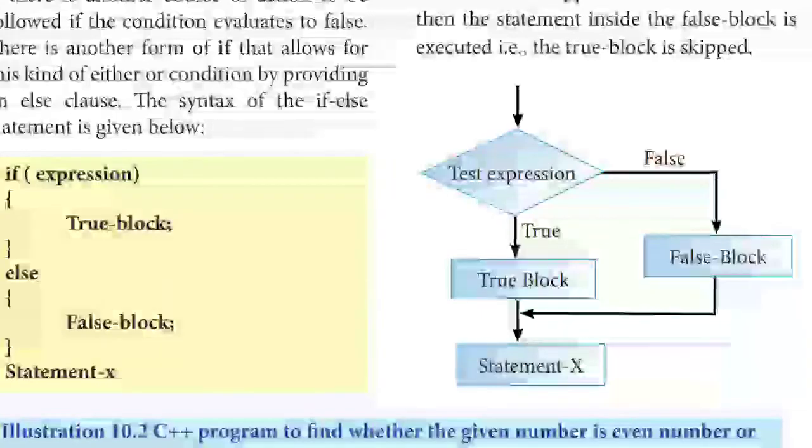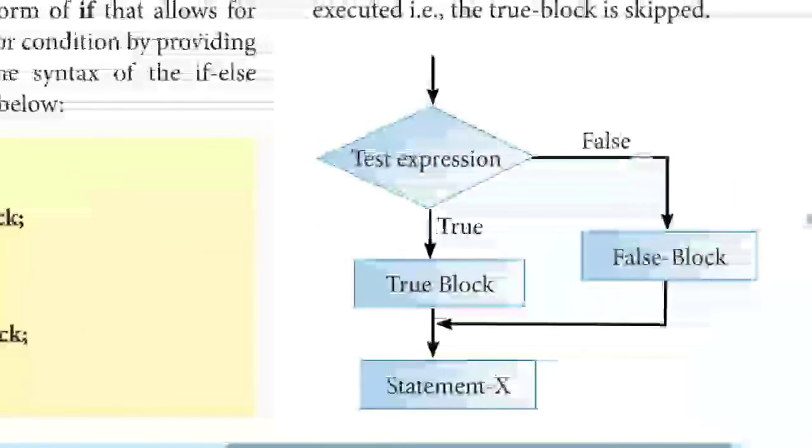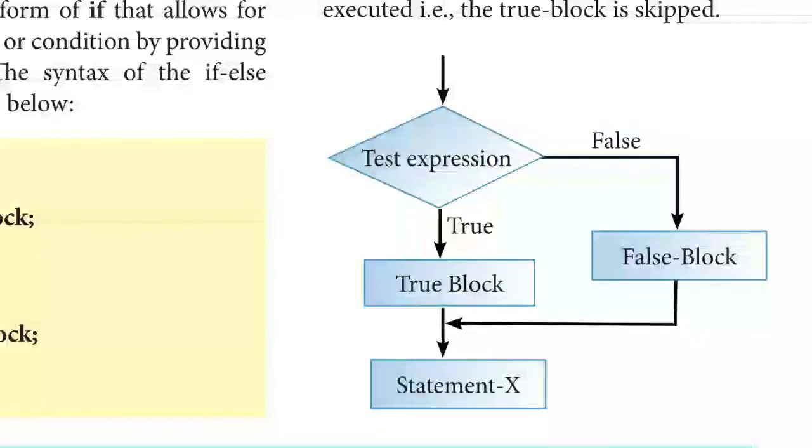So this is the flowchart. When the test condition is true, the true block is executed. When the test condition is false, the false block will be executed. When the condition is true, the false block of statements will not be executed. When the condition is false, the true block of statements will not be executed. When either block's execution is over, it moves on to the next one, which is statement X.